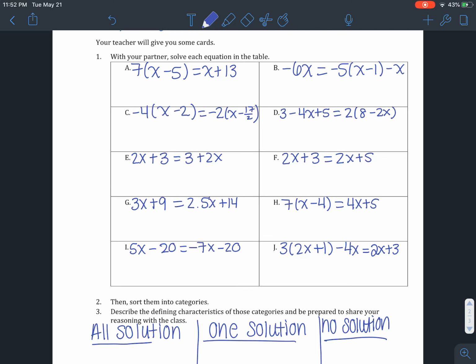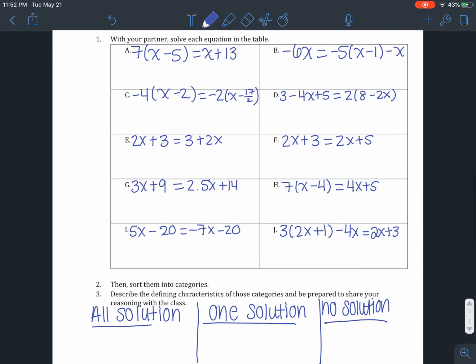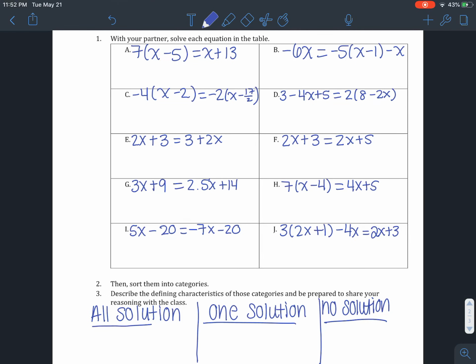So if you want to now pause the video and look at this, you are going to work on this individually. I know it says with the partners, but I want you to go through A through J, and I want you to solve all these equations. And through this, you want to show all your steps, and you want to state if it's going to be no solution or all solutions, okay?